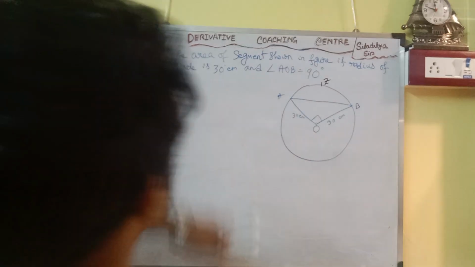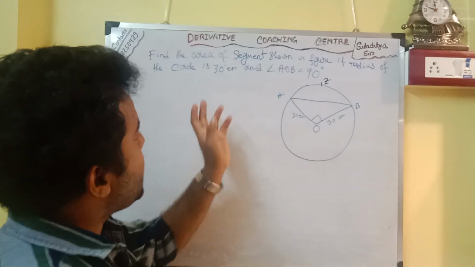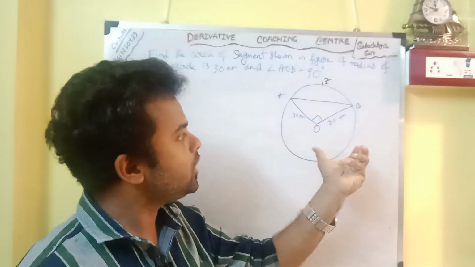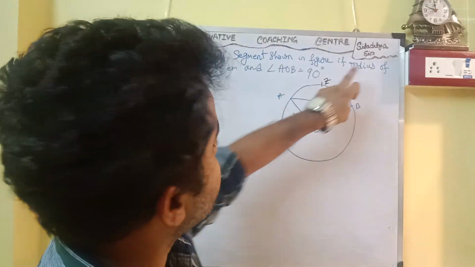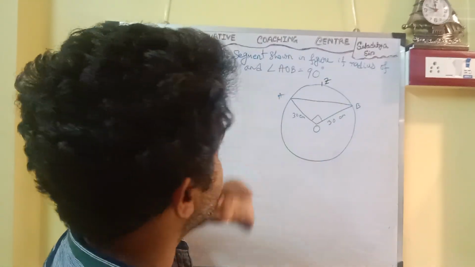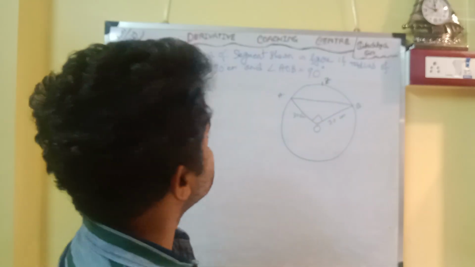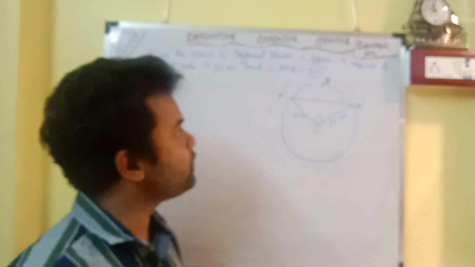Okay, now the next question. The next question is to find the area of the segment shown in the figure. The figure is already drawn. The radius of the circle is 30 centimeter and the angle AOB is given. So the first question is, what is a segment?